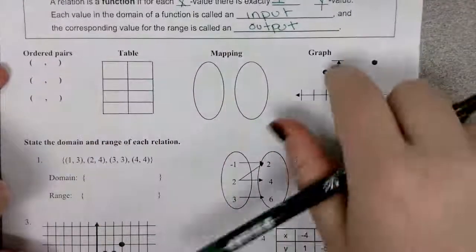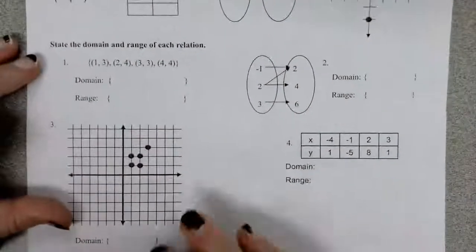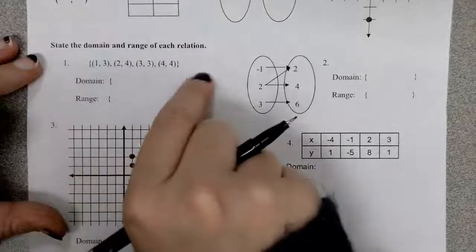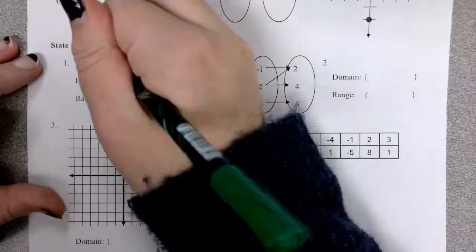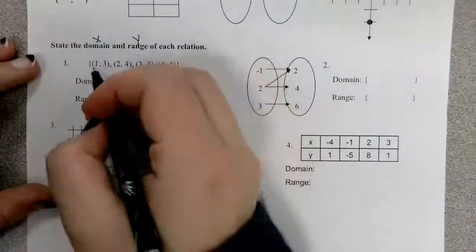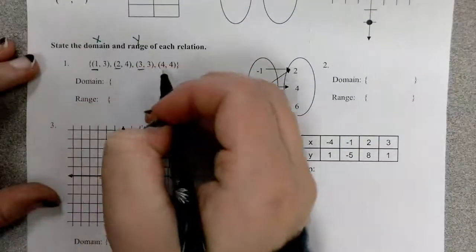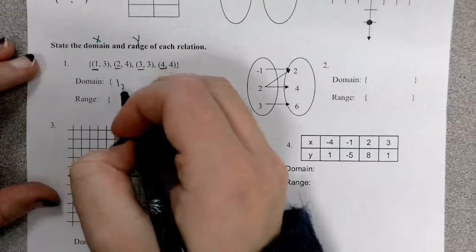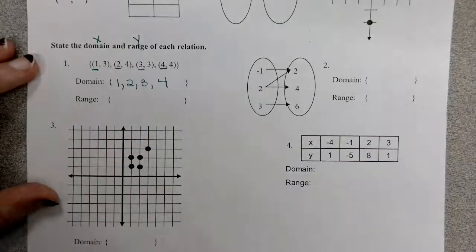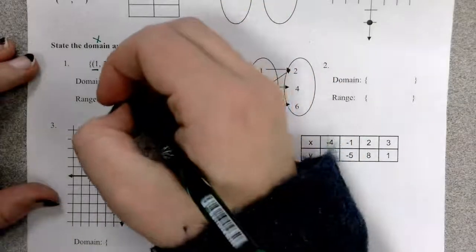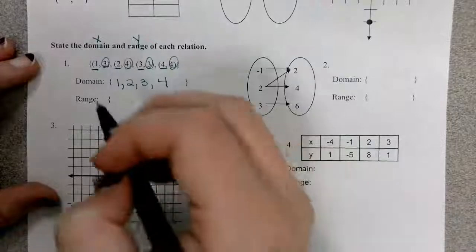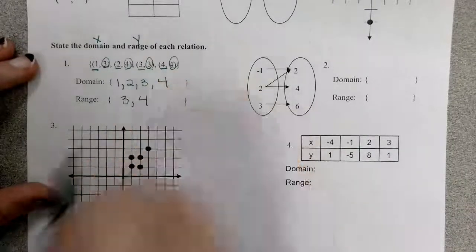on a graph. So they ask you to state the domain and range of this relation, which is a set of ordered pairs. Remember, your domain are all your x values and your range is all your y's. So I'm first going to look at all my x values here. 1, 2, 3, 4. That is my domain, 1, 2, 3, and 4. Now my range is 3, 4, 3, 4. I don't need to write them twice, so my range is just 3, 4.